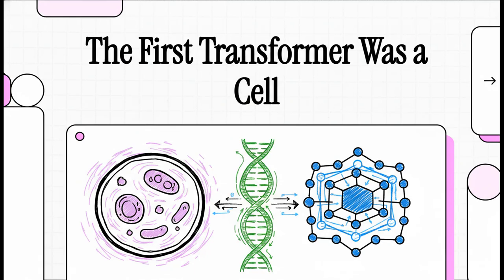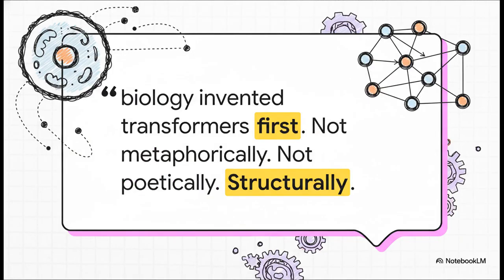Okay, so what if I told you that the most advanced AI on the planet, the thing that powers large language models, isn't new at all? I mean, what if its core design was figured out billions of years ago, not in a computer lab, but inside every living cell? Right, let's just get straight into this, because it's a huge claim.